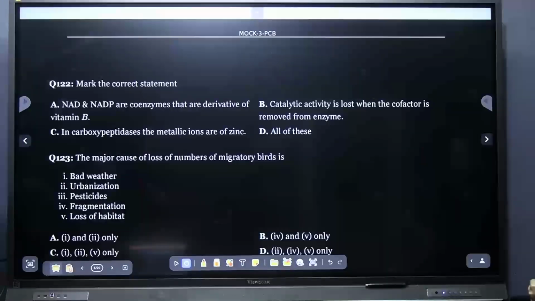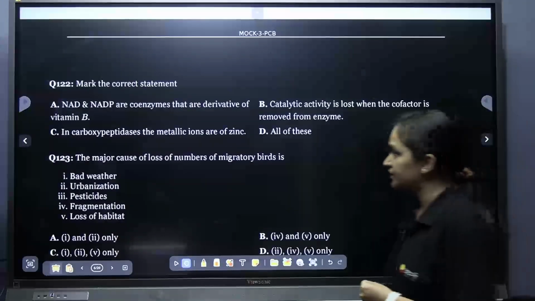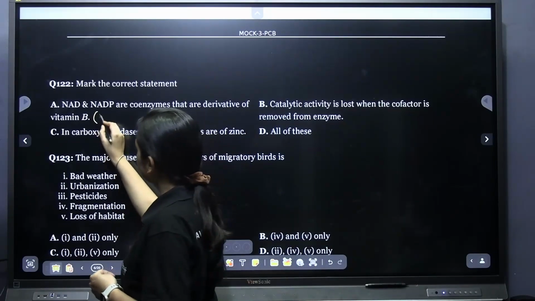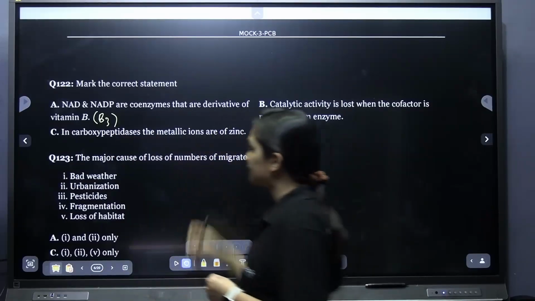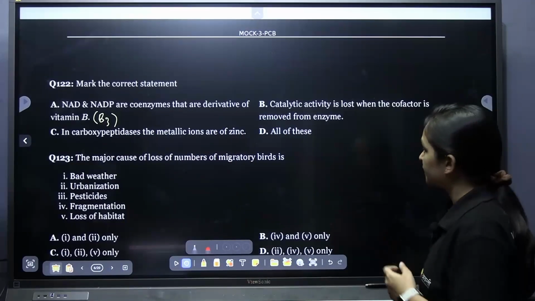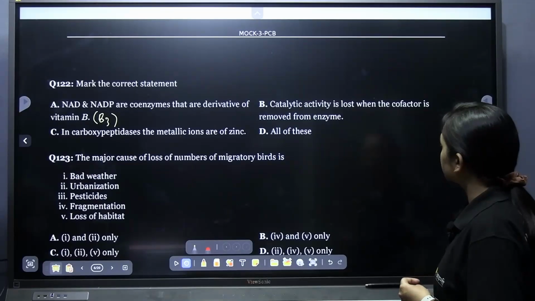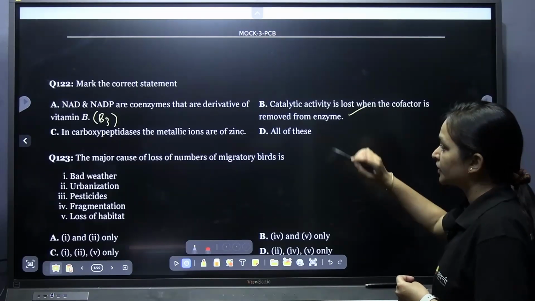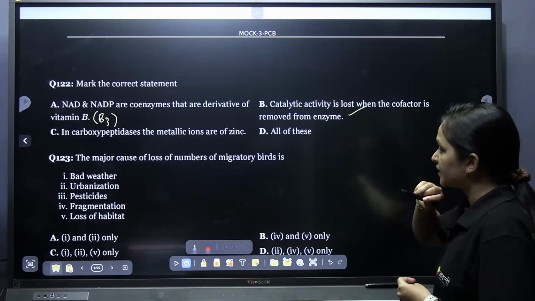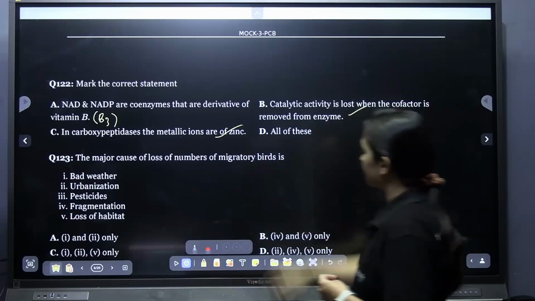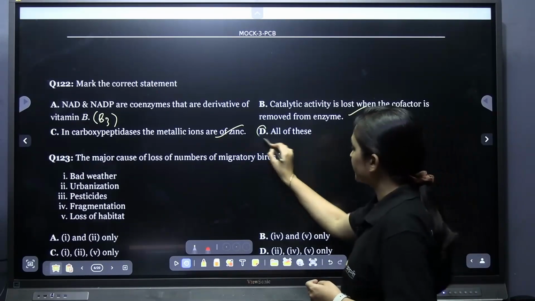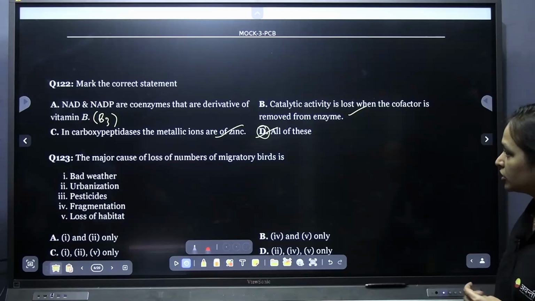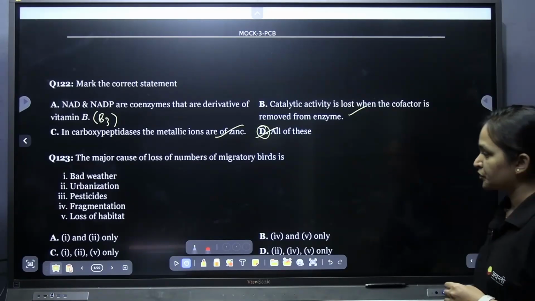Mark the correct statement. NAD, NADP are coenzymes that are derivatives of vitamin B. Yes, vitamin B, especially vitamin B3, niacinamide or nicotinamide. And catalytic activity is lost when the cofactor is removed from the enzyme. This is also correct. In carboxypeptidase, the metallic ion is zinc. This is also correct. So, we need to find the correct statement, that is, all of the above is a correct statement. All A, B, C are correct.